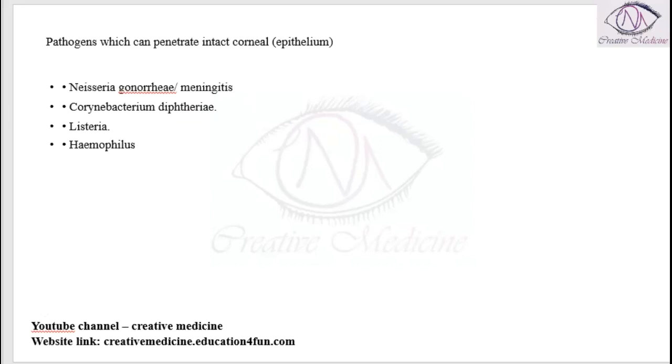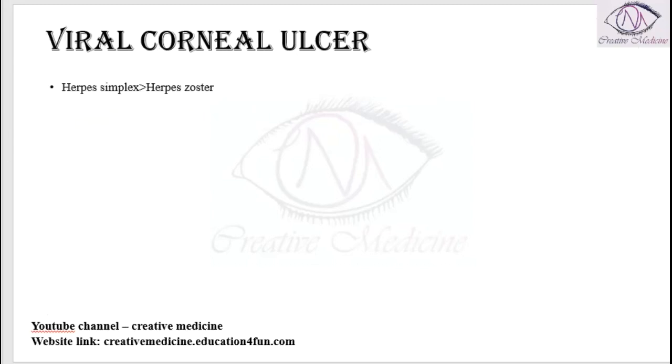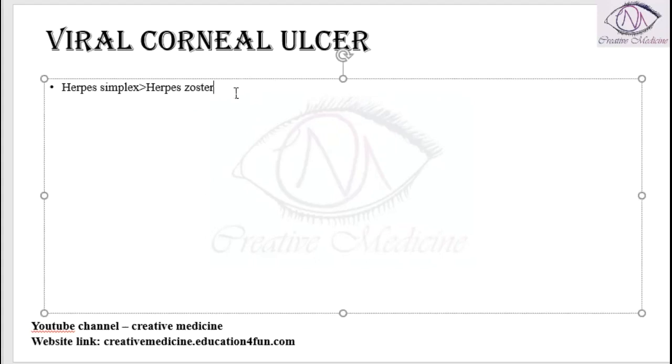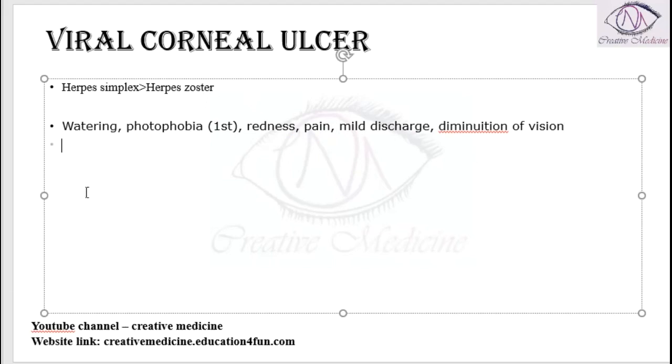Even in viral corneal ulcer, the symptoms are similar to those of bacterial corneal ulcer, like watering, photophobia, redness, pain, mild discharge, and diminution of vision. Along with these symptoms, viral corneal ulcer is associated with decreased corneal sensations.